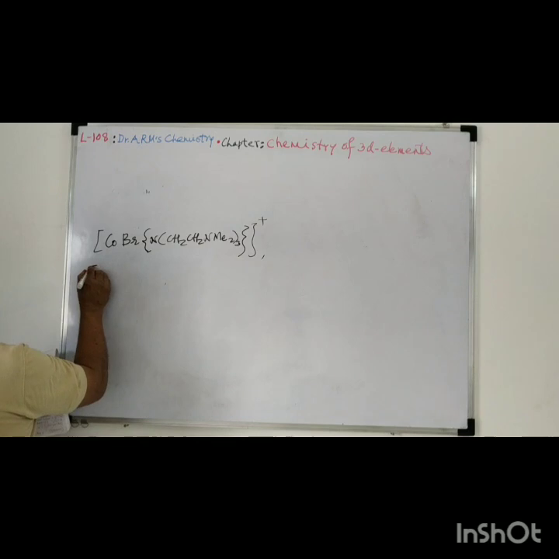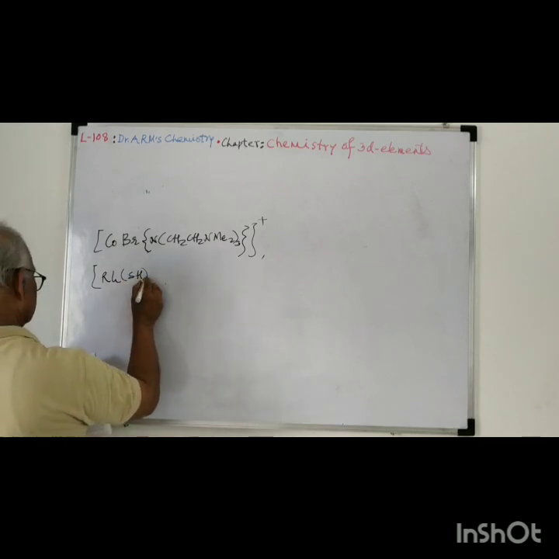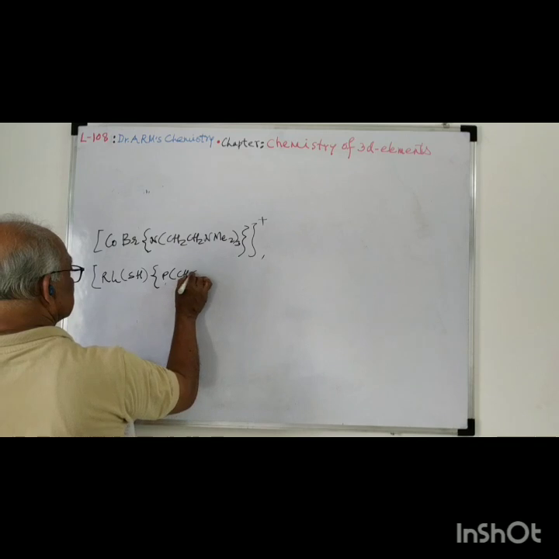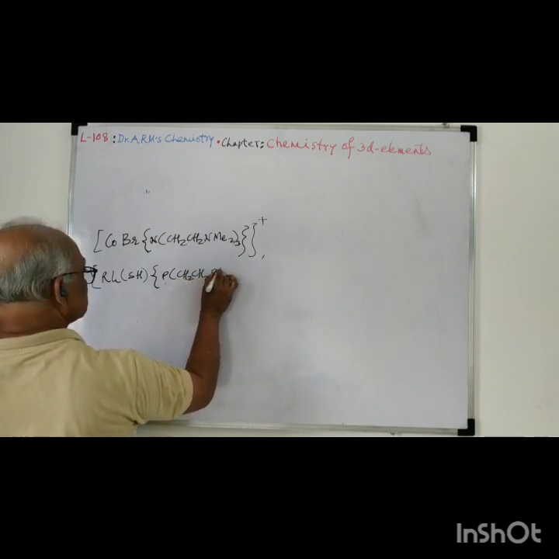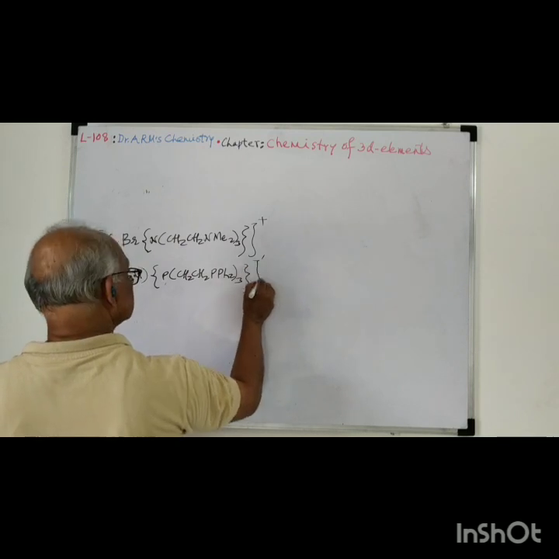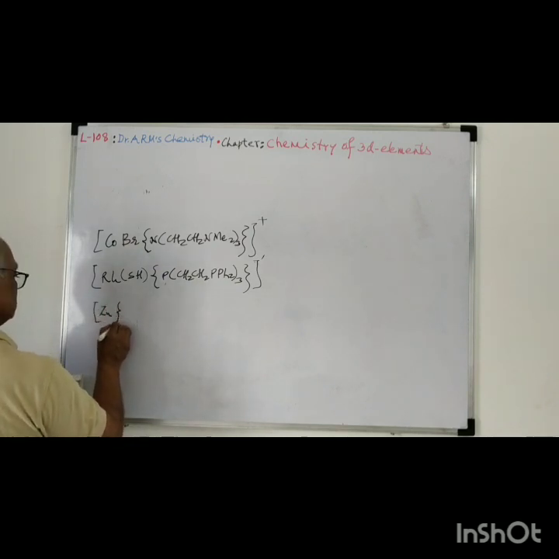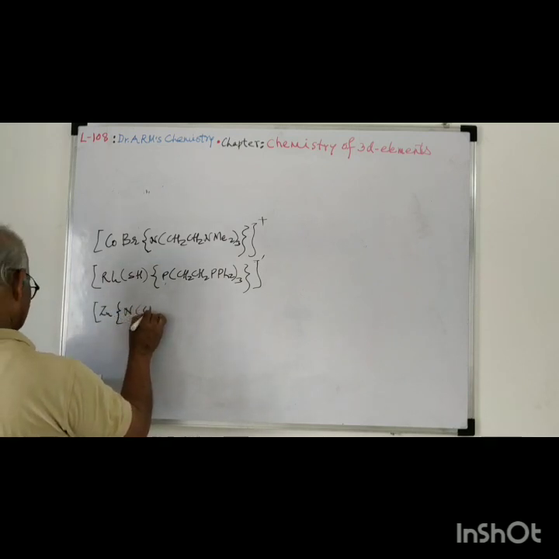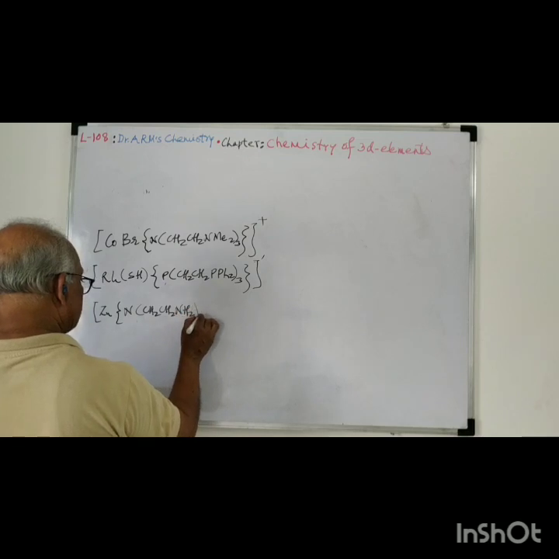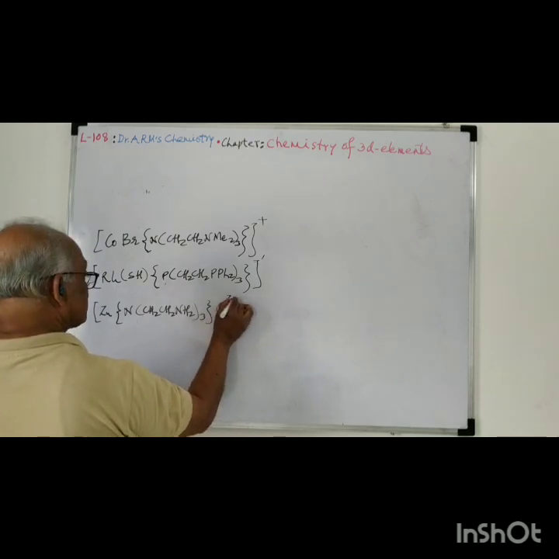Then another example is RH, then SH, P, CH2, PPh2, thrice, and third example is Zn, N, CH2, NH2, thrice, Cl, plus.